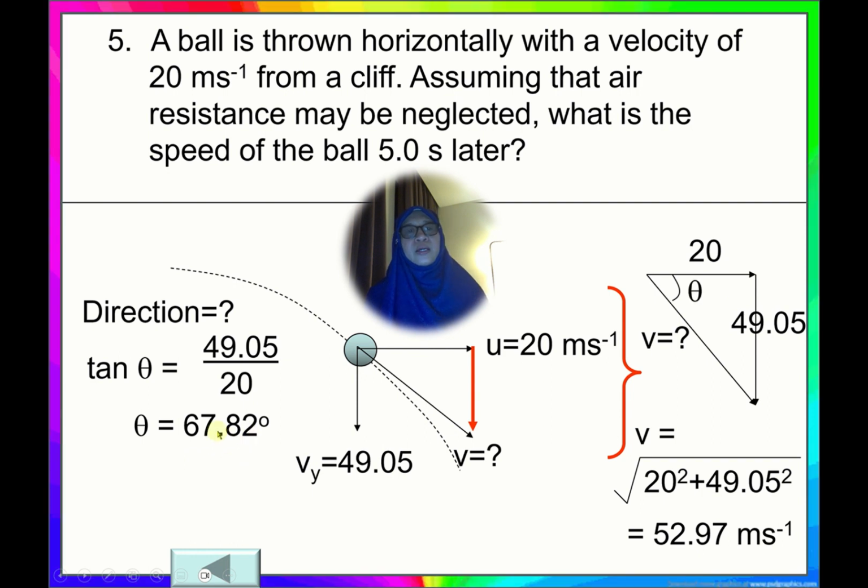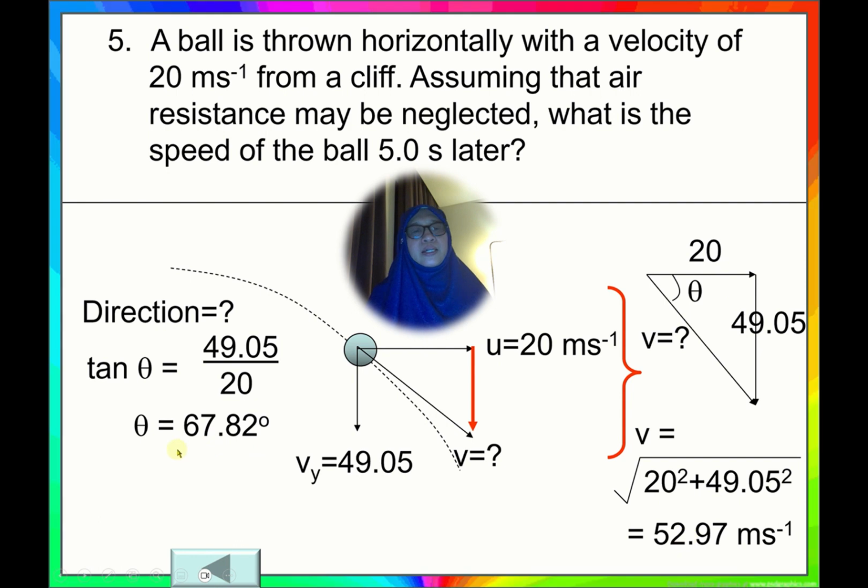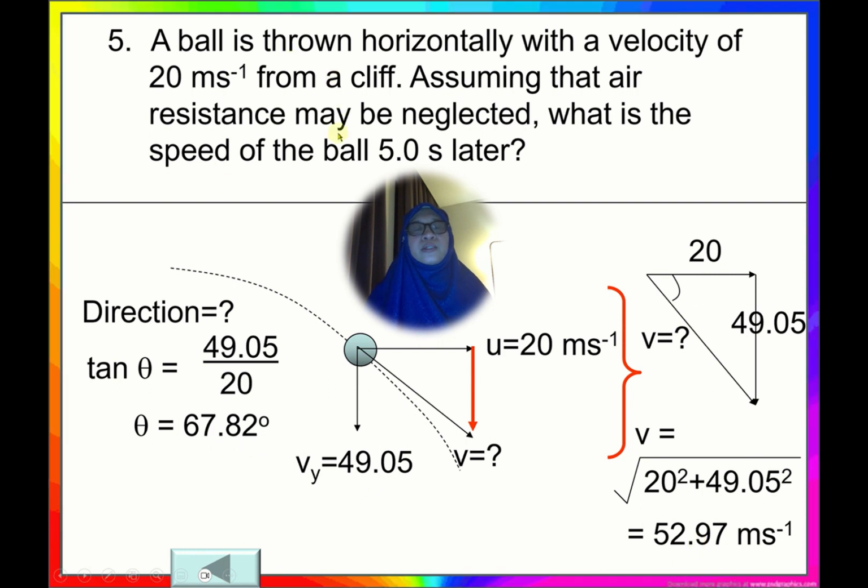Okay, so two significant figures. This is 53 meter per second, and here you write 68 degrees. So don't write in four significant figures. You follow the number of significant figures given in the question. Okay, done for 5.